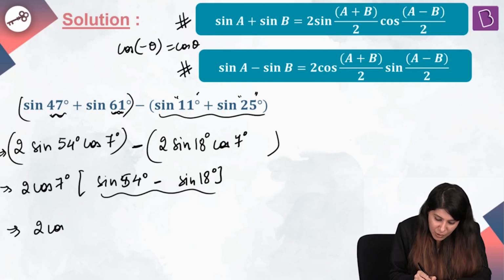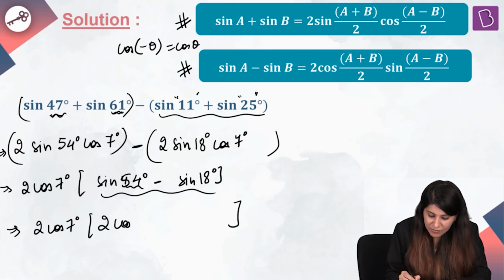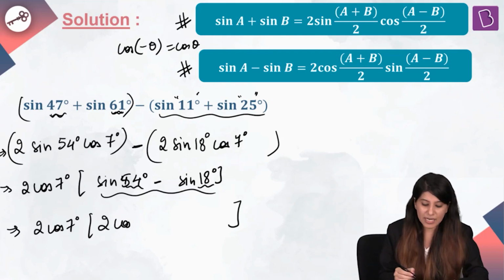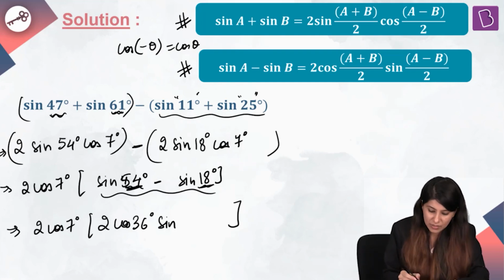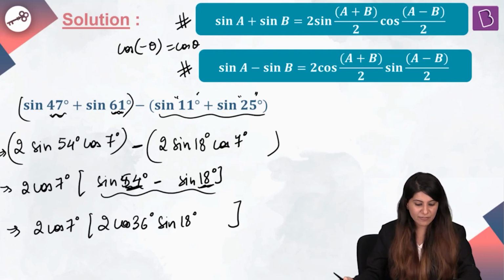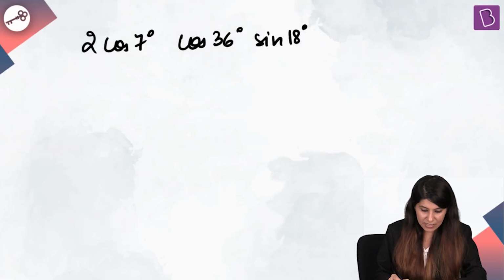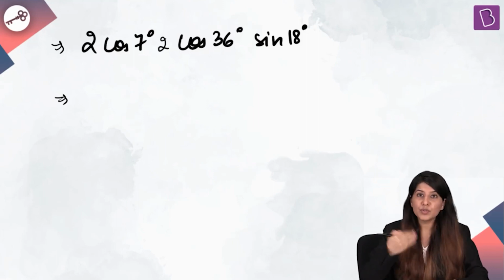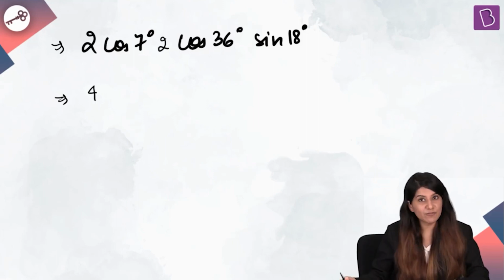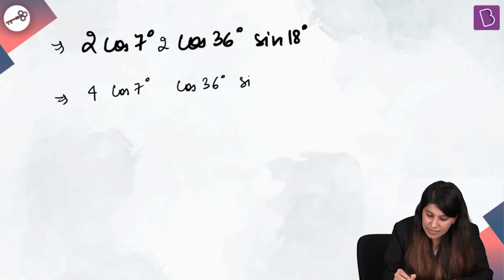So here I'll be left with what? 2 cos 7 degree. And here I'll be left with what? 2 cos. Sum of these two, 72 degree by 2, that means 36 degree. Yes. And sine difference of 54 and 18 degree, that is 36 degree by 2. That means 18 degree. So I'm left with 2 cos 7 degree, 2 cos 36 degree, sine 18 degree, just like this with a 2 over here. Yes, let's take 2 common. Two 2's on the one side, so that I'll be getting a 4. 4 cos 7 degree, cos 36 degree, sine 18 degree.